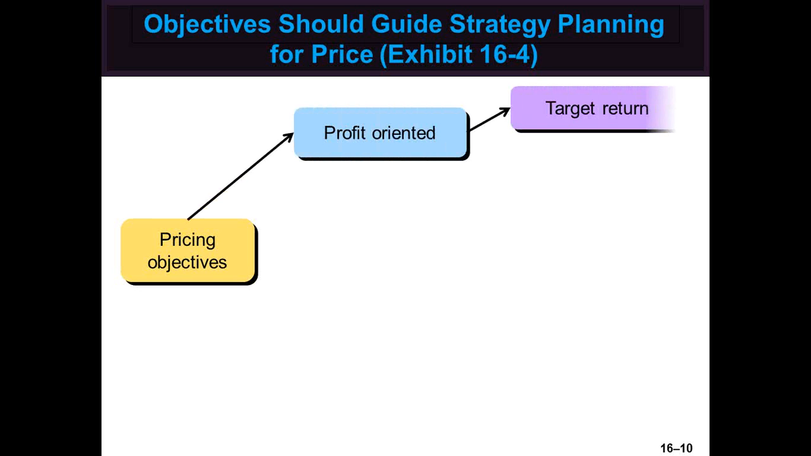Two types of profit-oriented objectives are common. Target return objective, which sets specific guidelines for a level of profit. Prices may be linked to a percentage of sales or return on investment. Some companies just want satisfactory profits that ensure the firm's survival and provide adequate returns to shareholders.